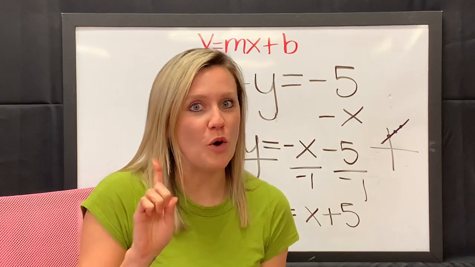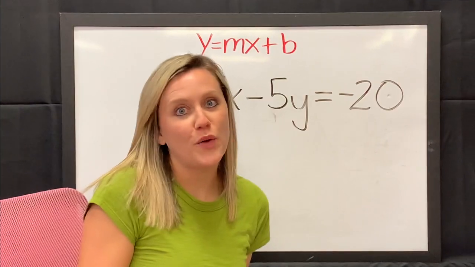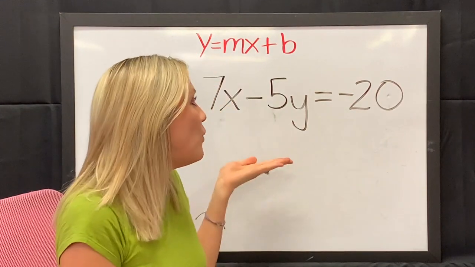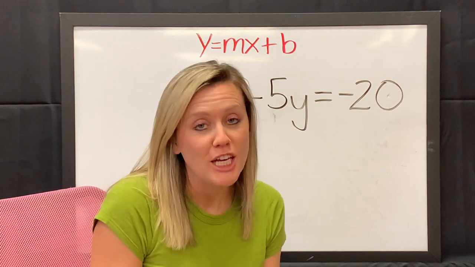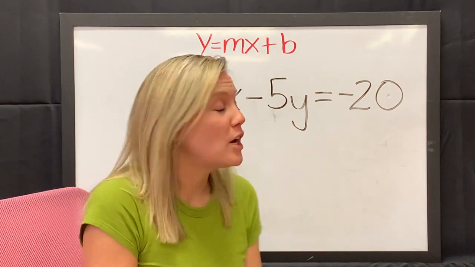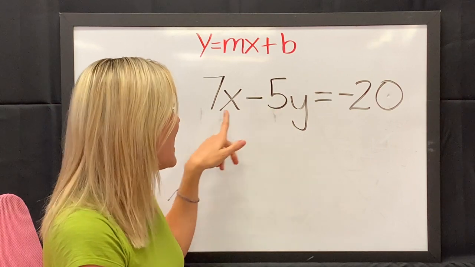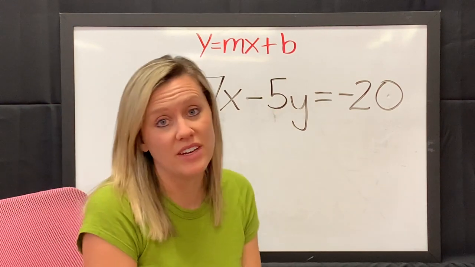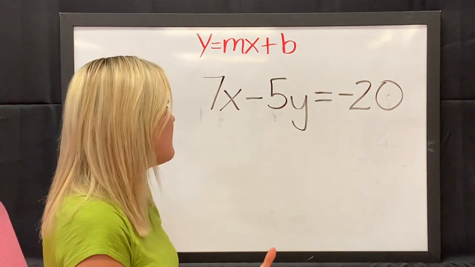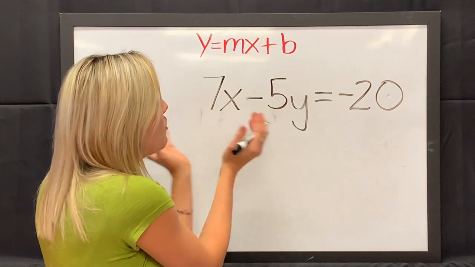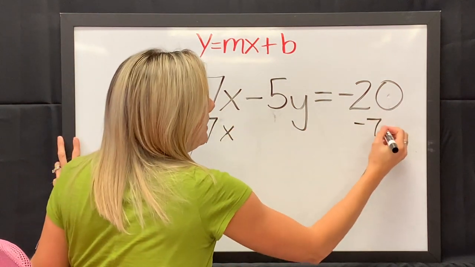We are going to do one last problem. Okay, so we want to change this equation to be in slope-intercept form. So just like the last problems, we want to get y by itself. So I'm going to have to get rid of this, and I'm going to have to get rid of that 7x. The first thing I'm going to do is get rid of the 7x. It's further away from the y. So I'm going to subtract 7x, subtract 7x.